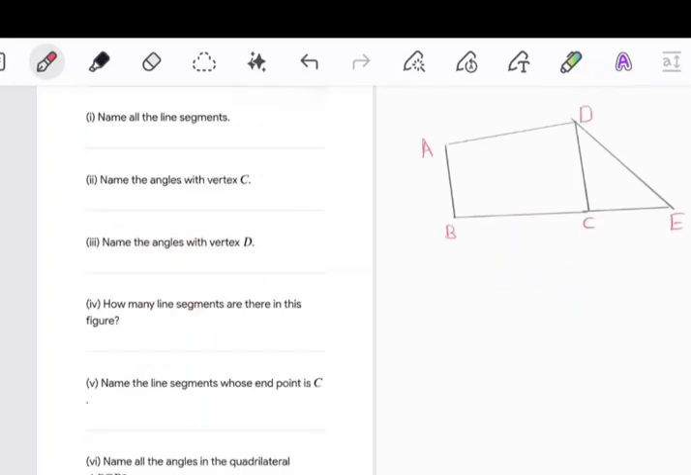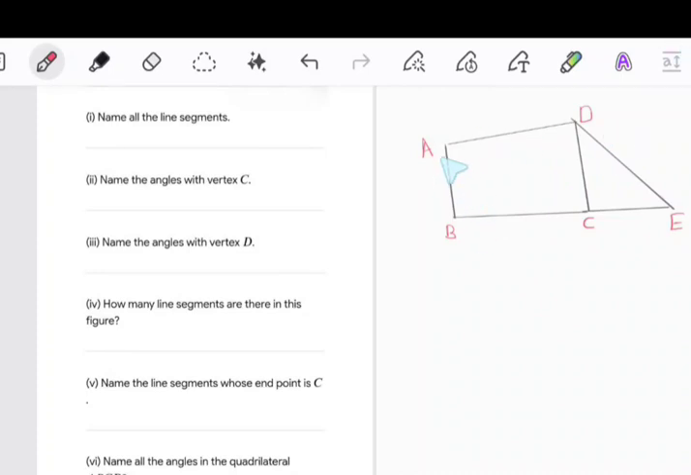Next question. Observe the given figure and answer the following questions. Here there is a pictorial representation. Name all the line segments. So in this figure we can name all the line segments.